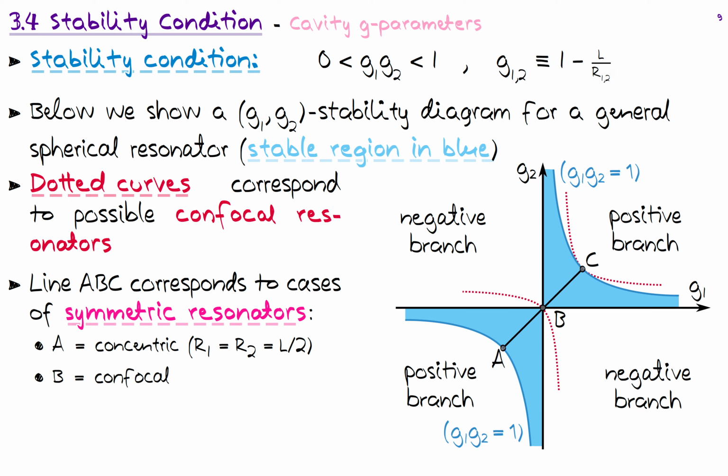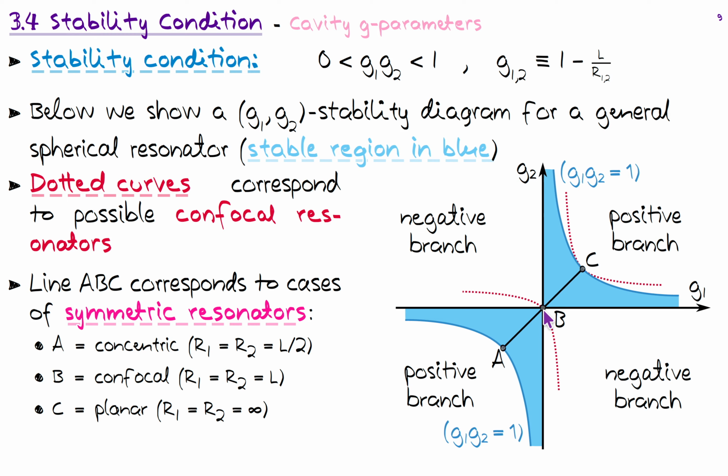And then the B case is the so-called confocal configuration. This is also very commonly used. And in this case, the curvatures are equal to the length of the cavity. And then the final case would be C, which is the planar Fabry-Perot case, where we don't have curvature at all. So basically R1 and R2 are equal to infinity. So that would be that point there. So this is the marginally stable case, where we are already at the interface between the stable region and the unstable region.